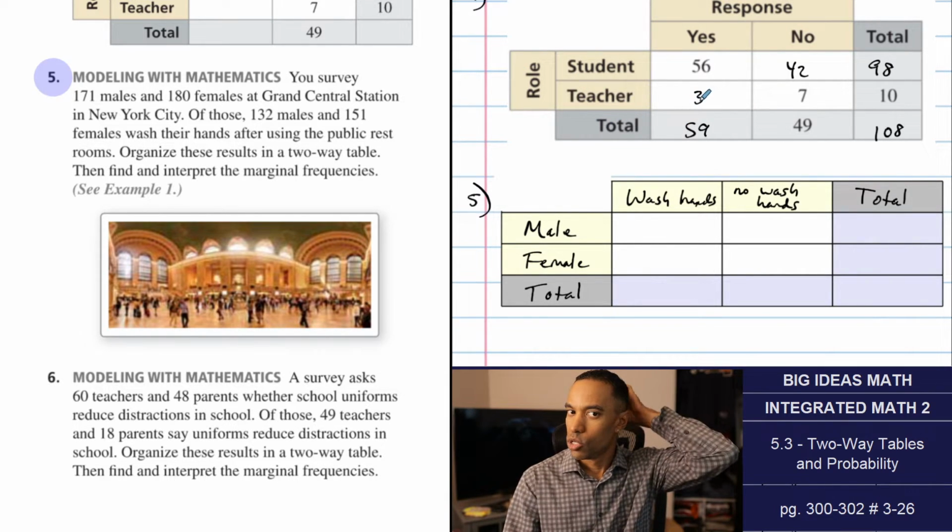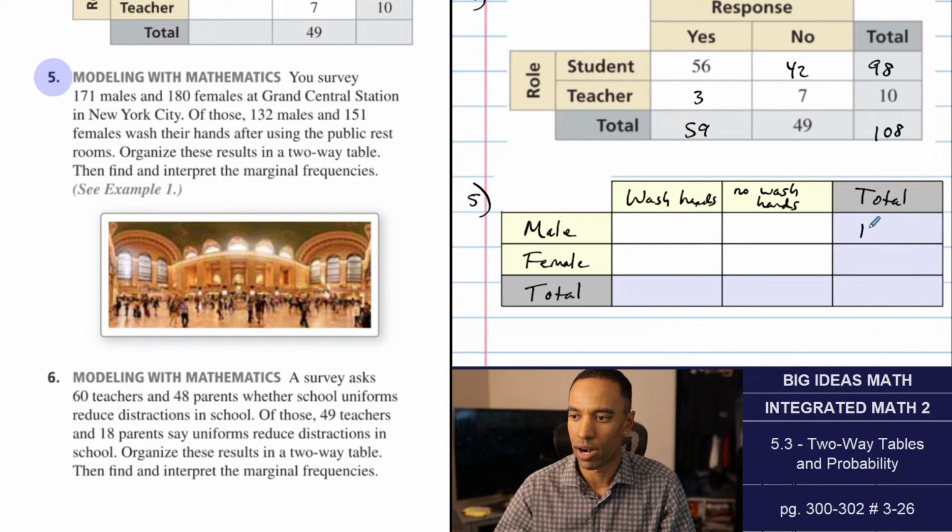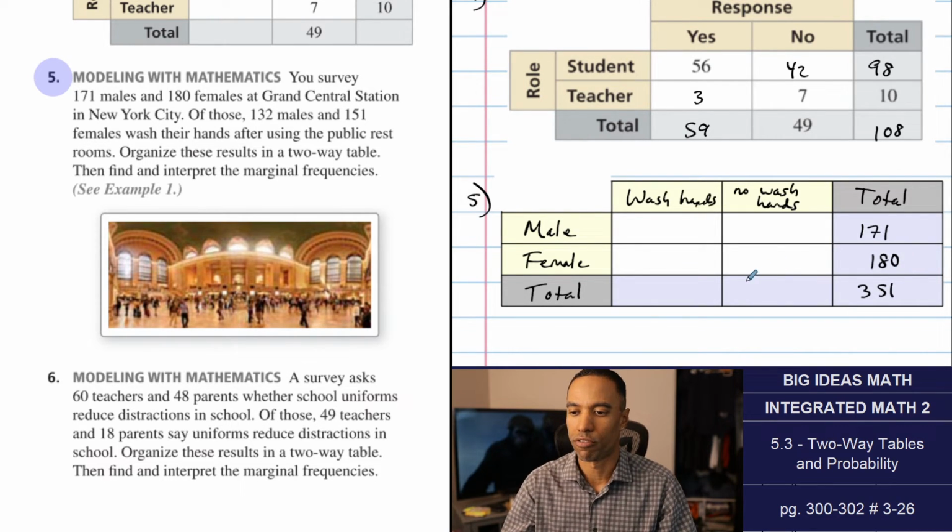Yeah, let's see. You survey 171 males and 180 females. So those are the totals. A total of 171 and a total of 180. So that's a grand total if we want to work that out early. It just says fill this out. So 351. Yep, 351 is a total.